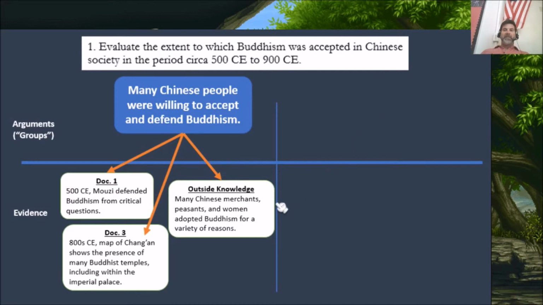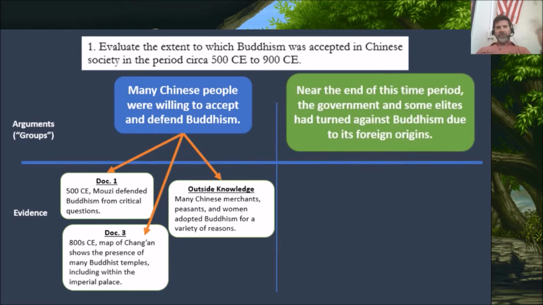But you could also bring in some outside knowledge here. You could talk about how much government support there was for Buddhism at the time, if you know this. You could talk about what types of Chinese people tended to gravitate toward Buddhism. Anything that could help you elaborate more, give more detail and support to explain that argument, to add more depth to that argument. So in this case, we could talk about Chinese merchants or peasants coming to Buddhism because it offered them more personal rights and spiritual equality with people above them in society. For women, they could become nuns and escape from abusive relationships, something like that.